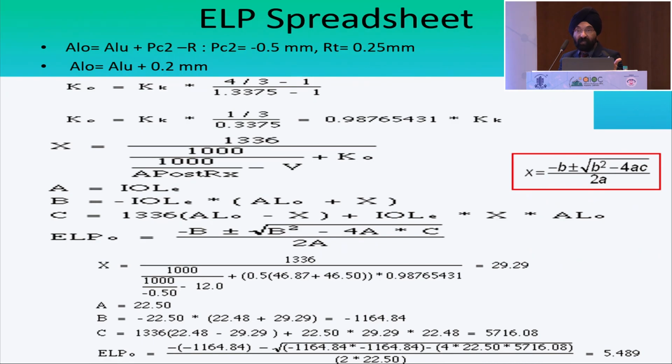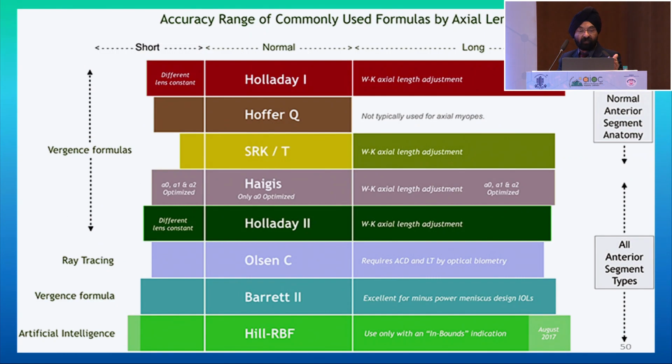So this is the ELP square sheet. If we have done mathematics in earlier times, you used to have the quadratic equation AX square plus BX plus C, where X is calculated as minus B plus minus under root B square minus 4AC by 2A. So here you can actually calculate effective lens position if you are really interested.